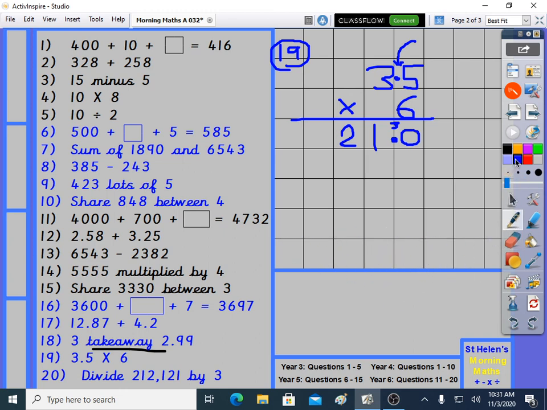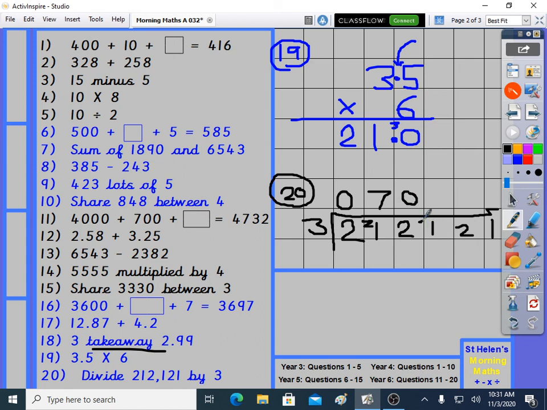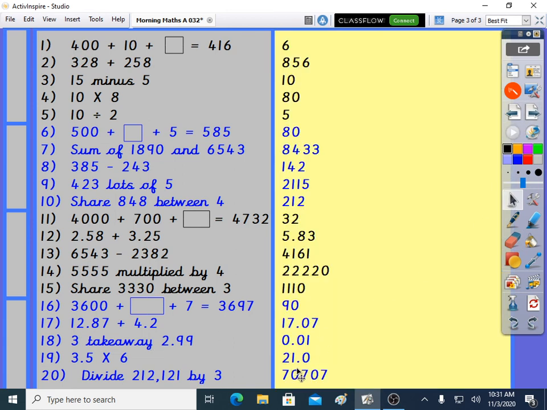Another number that will divide by 3. Can you work out, if you're working with me, what these digits add up to before I tell you? What do those digits add up to? 3, 4, 5, 6, 7, 8, 9. They add up to 9, which is in the 3 times table, which is why this will divide by 3. How many 3s in 21 is 7? And again 7. And again 7. That's because I had 2, 1, 2, 1, 2, 1, and it went 0, 7, 0, 7, 0, 7. So you don't need the 0 at the start, do you? 70,707. Let's have a look at all the answers.